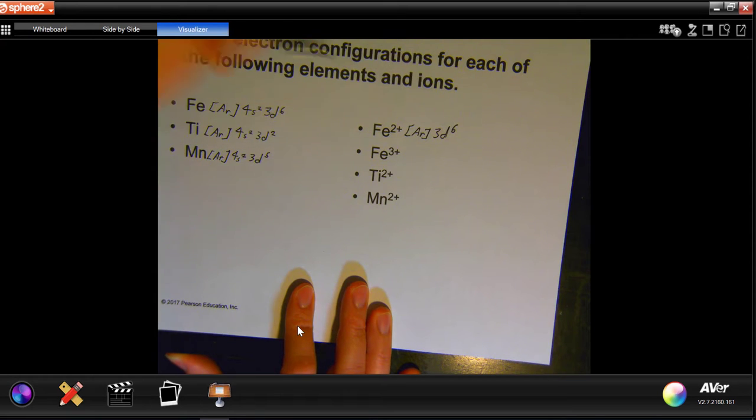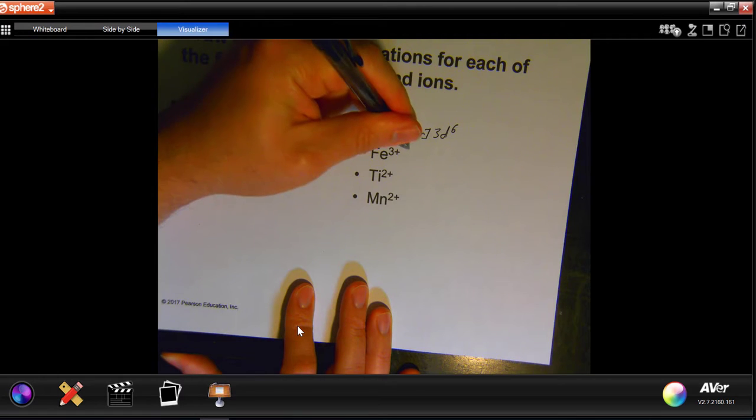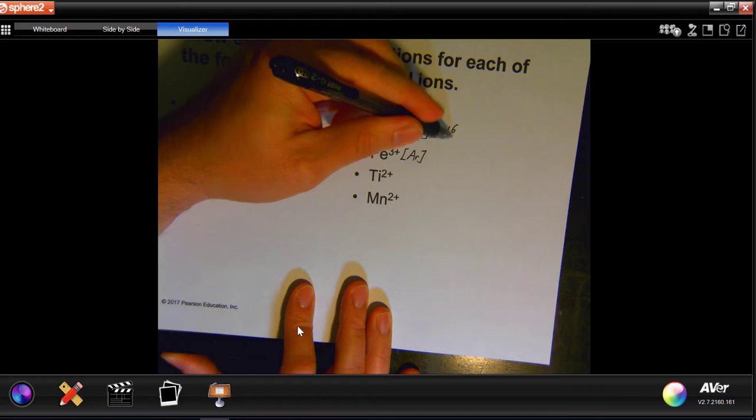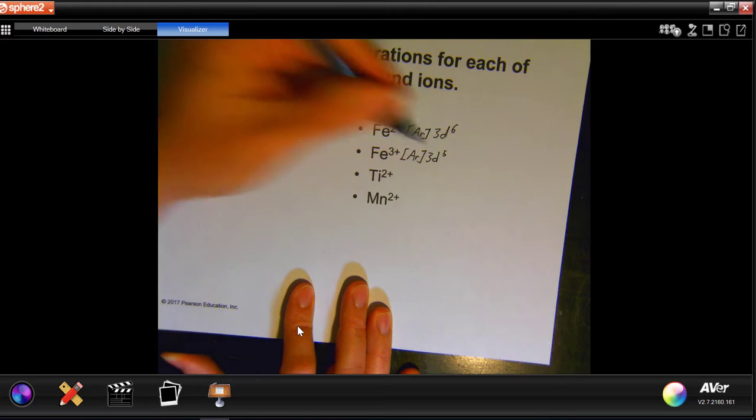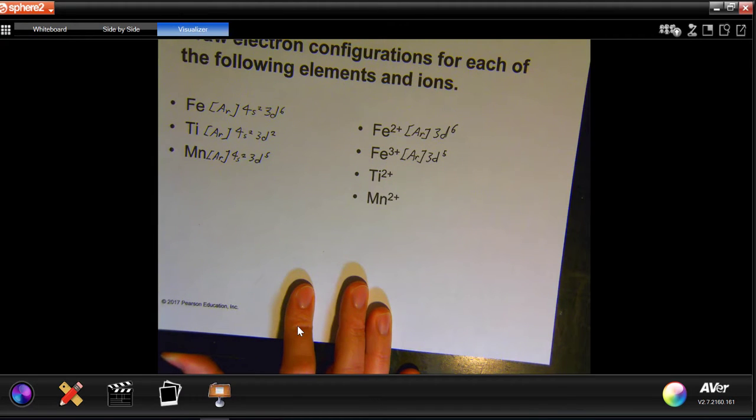3d6 for that one. And then for the next iron, it's a +3. So we're losing 1 additional electron. We can start where we were on the one before, and then lose 1 more electron. So this would go from a 3d6 down to a 3d5, as we lose that one additional electron.